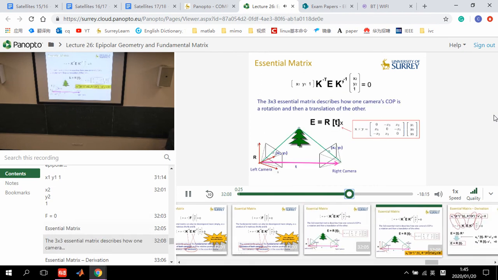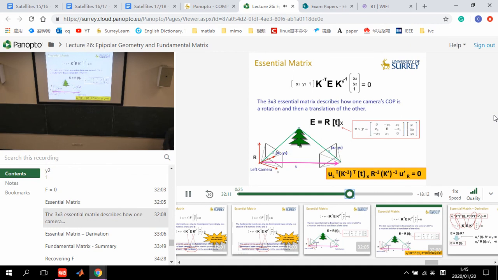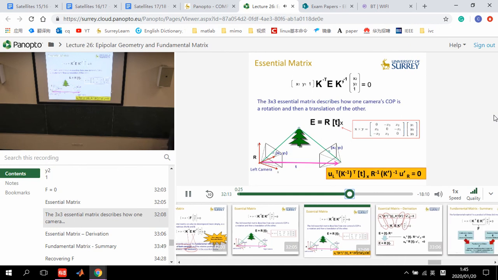Let me just see. I hopefully do explain that. Yes, I do. So why does this work? Because look at this expression here, which I've just repeated from 2 slides ago.